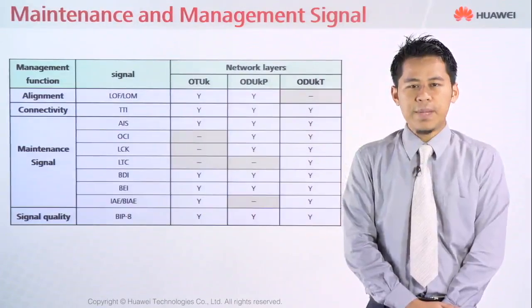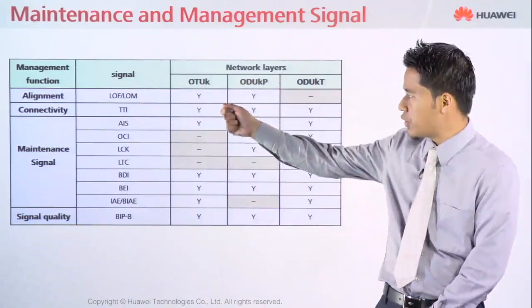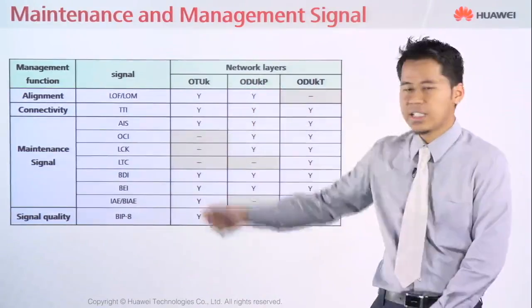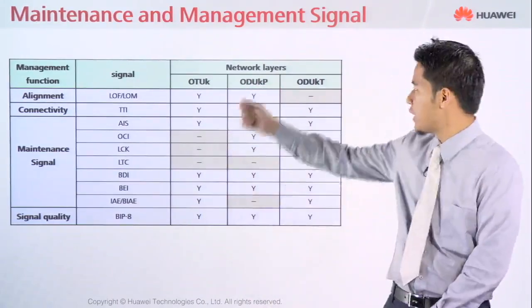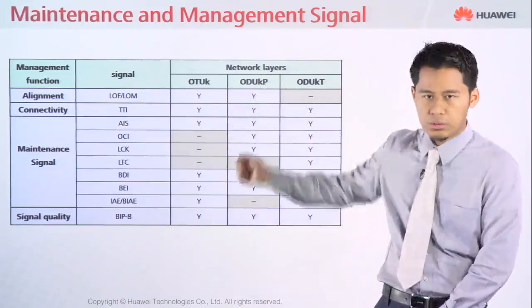The next one will be the maintenance and management signal. In this particular table below, they will show you the management functions, starting with the alignment until the signal quality. According to here, they will have network layers which can support it, whether yes or no.